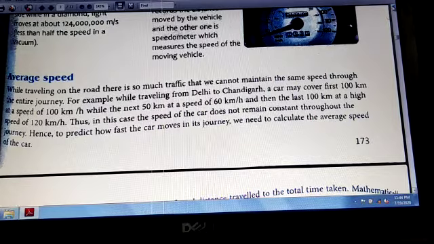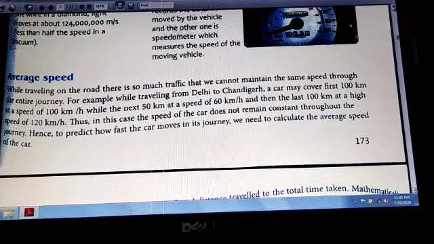So when you are traveling or when you are on busy roads and all, we cannot maintain the same speed for the entire journey. So for example, if you are traveling from Delhi to Chandigarh, a car may cover 100 km at a speed of 100 km per hour, and next 50 km at a speed of 60 km per hour, and then the last 100 km at a speed of 120 km per hour. So here we'll have to calculate the average speed.